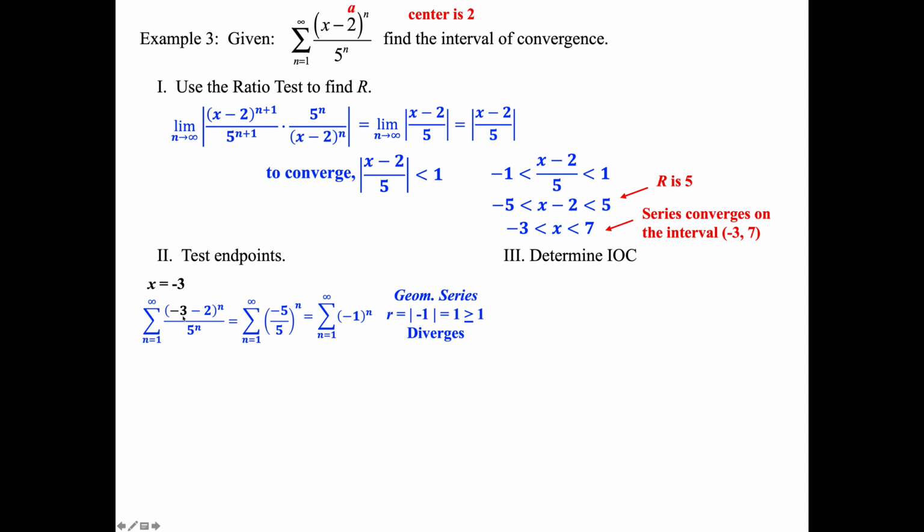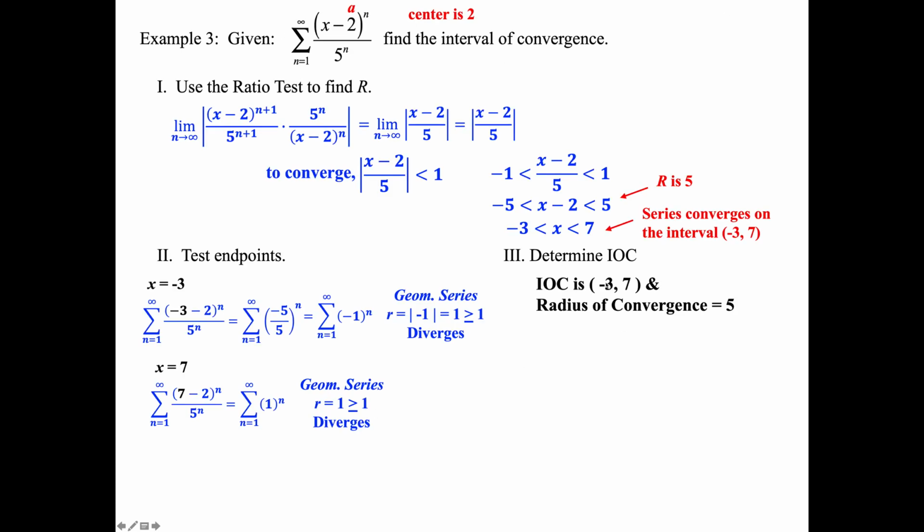And if we put in a 7, I'm thinking we might get the same thing here. 7 minus 2 is going to be 5 to the n over 5 to the n. That's 1 to the n. And therefore, your r is still a 1. It still diverges. So everything stays the same. The interval of convergence doesn't change with its endpoints, and our radius of convergence is equal to 5.